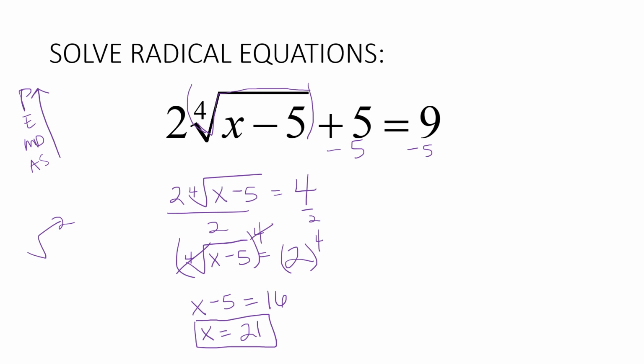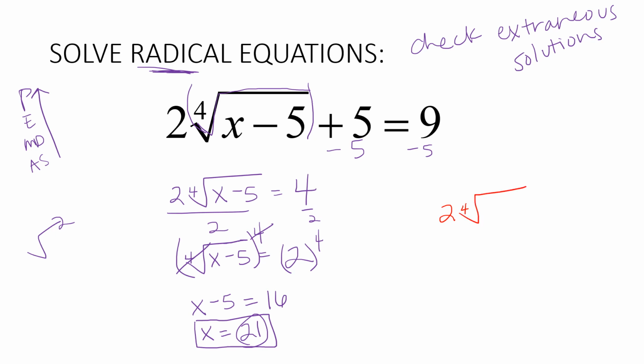And remember, when we're solving these radical equations, we always have to check for that weird word, extraneous solutions. So make a mental note that we do still have to check that, and all we have to do is plug 21 into the original equation. So I'm going to do that scratch work over here. So 2 times the 4th root of 21 minus 5, on the outside we have plus 5 equals 9. So hopefully the left-hand side is going to equal 9.